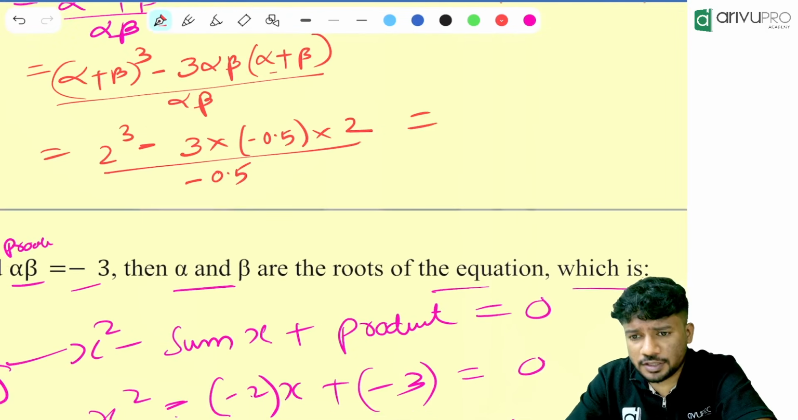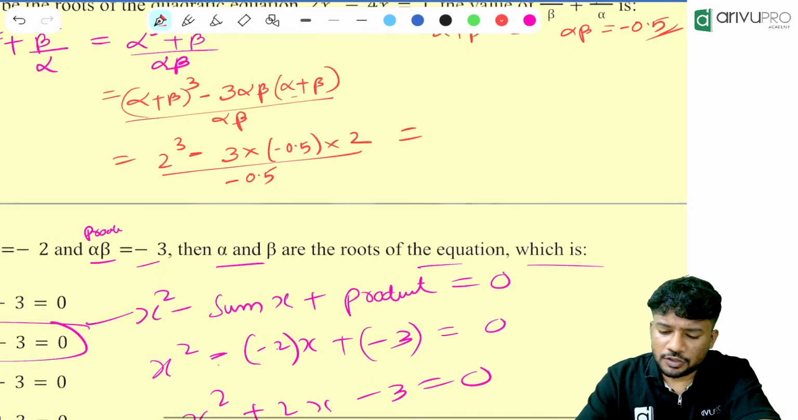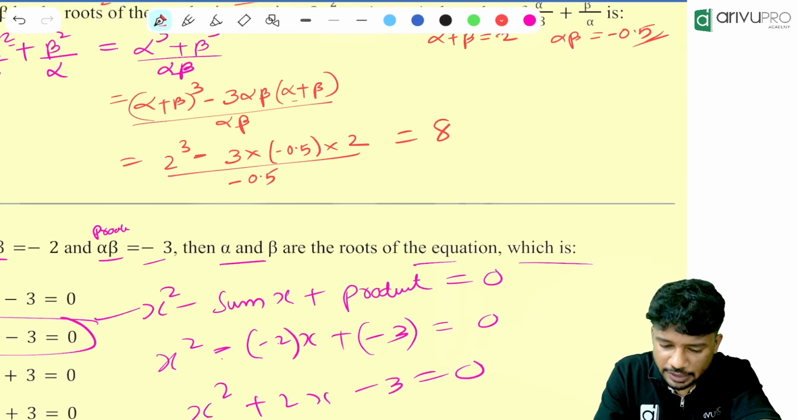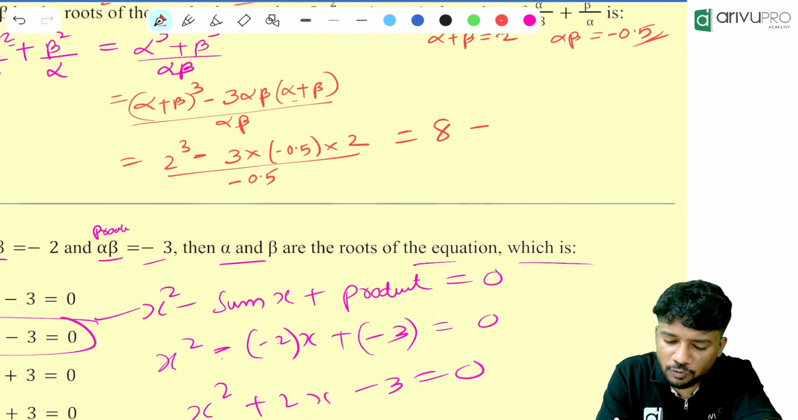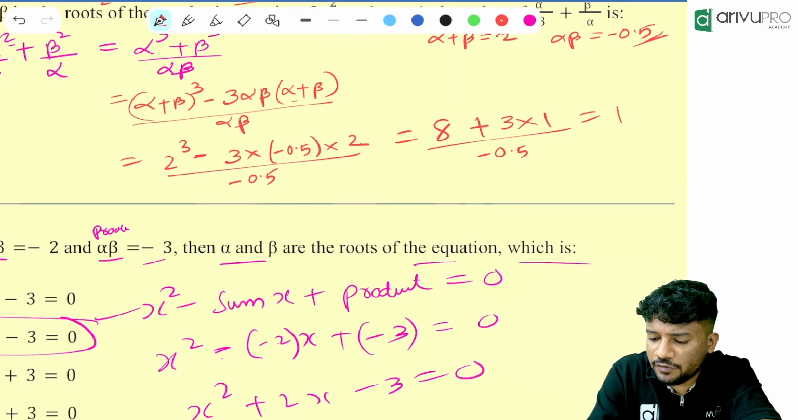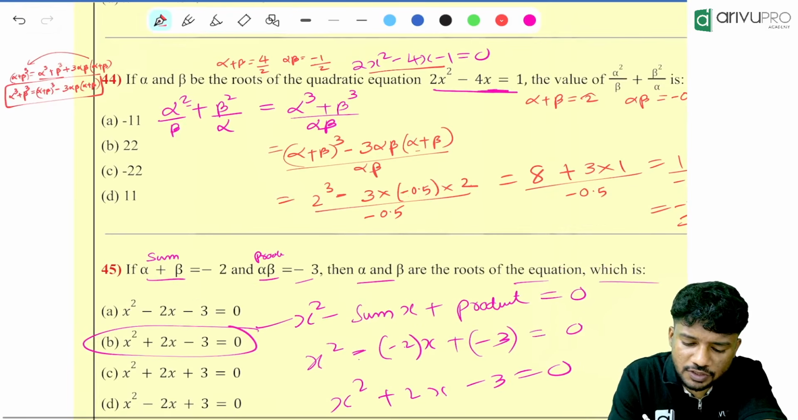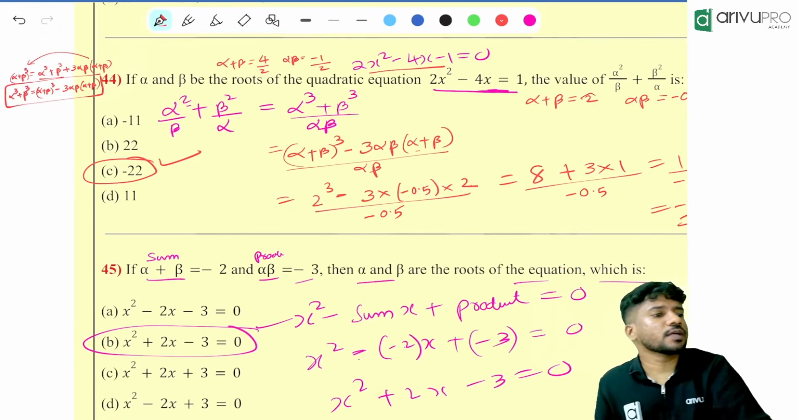How much is 2 cube? Take your calculator. Don't do anything else. That is 8. Then 8 minus, the minus 0.5 and minus will become plus. So 3 into 0.5 into 2 will become 3, and 8 plus 3 is 11, divided by minus 0.5. How much is it? Minus 22 is your answer. Which option is the answer? Option C is your answer.